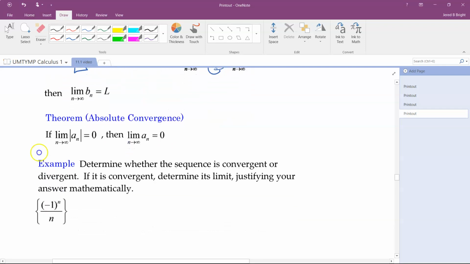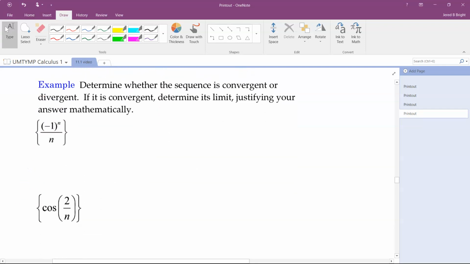Okay, so here we go. We have a few examples. We want to determine if it's convergent or divergent. If it's convergent, find its limit. Now, most of these you might want to have a little bit of intuition going in, because it helps you figure out which direction you want to go.